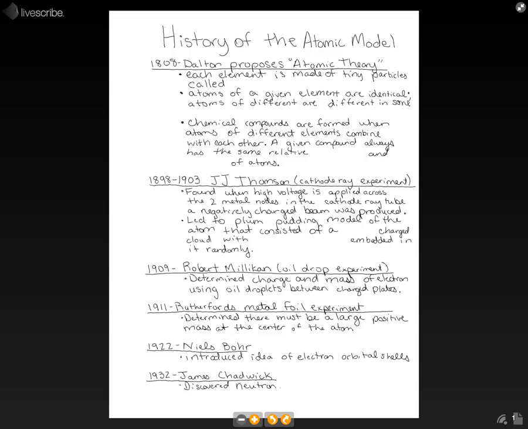Now we're going to talk about the history of the atomic model and atomic structures. And there's a lot of info here, so I've already written a lot of it down, but there's some blanks we're going to fill in during the reading.